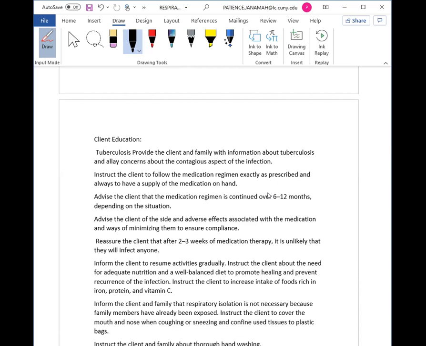During the infection stage, 2 to 3 weeks of medication therapy, it is unlikely that they will infect anyone. So the infection stage is 2 to 3 weeks. Within 2 to 3 weeks, when you start taking your medication and you take it right, after those 3 weeks, you will not be infectious again. So you can eat with your family members.